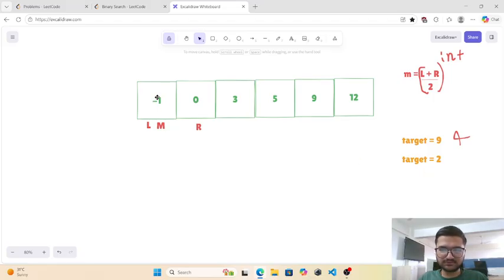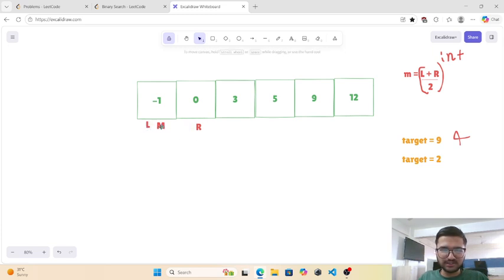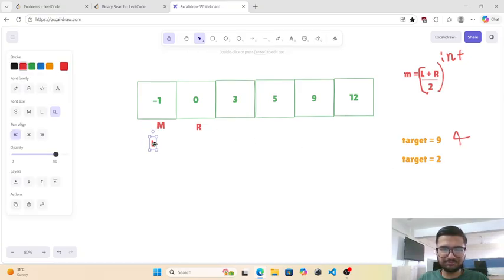Means minus 1 is less than 2, then we have moved L as part of R. What we do? You can see m is from this 0th index. Then check minus 1 is equal to 2, no. Then minus 1 is less than 2, so we have moved L to the m plus 1th index.